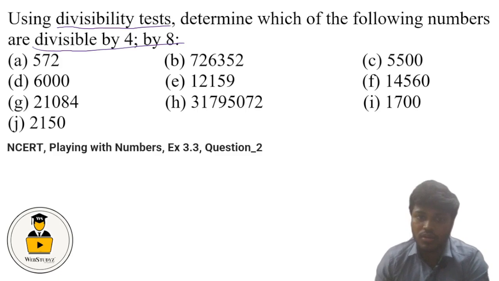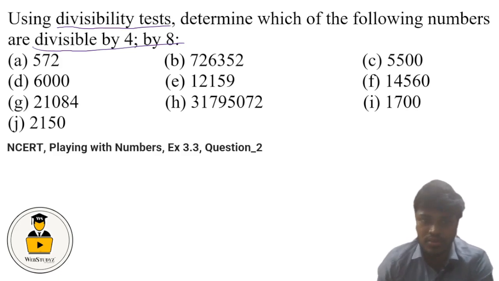In order to check whether a number is divisible by 4, we have to check the last two digits of the number, and if the last two digits are divisible by 4, then we can say that the whole number is also divisible by 4. Similarly, to check divisibility by 8, we have to check the last three digits of the number, and if the last three digits are divisible by 8, we can say that the whole number is also divisible by 8. Now let us consider the first example.